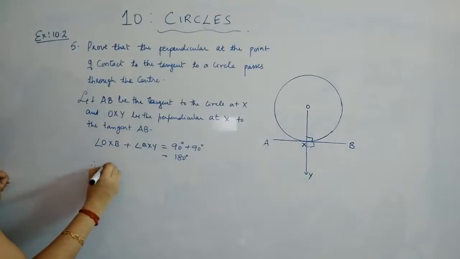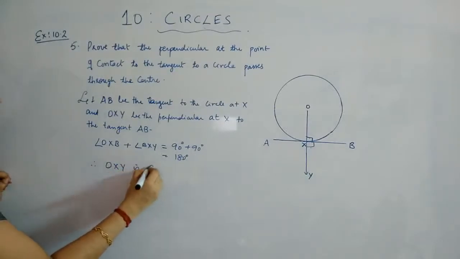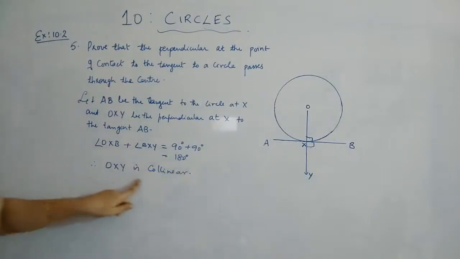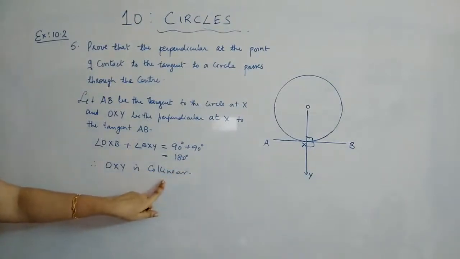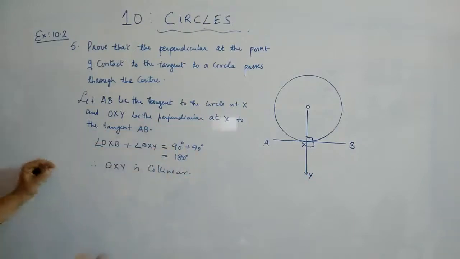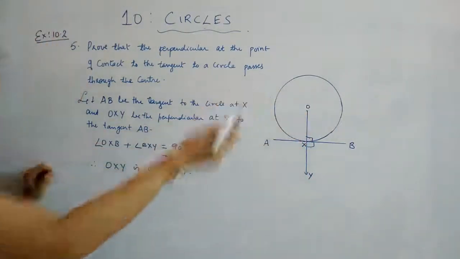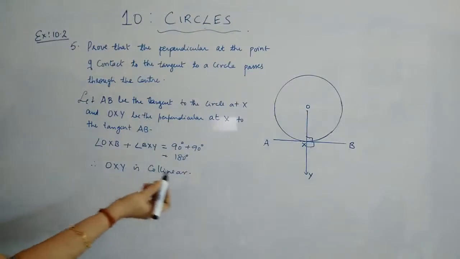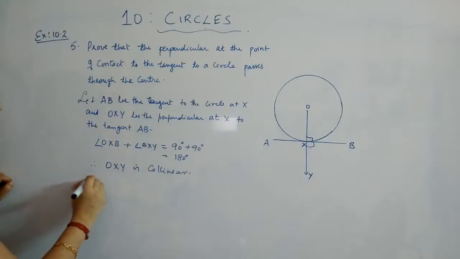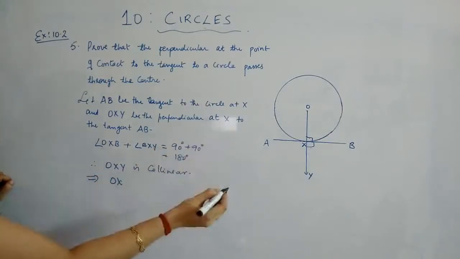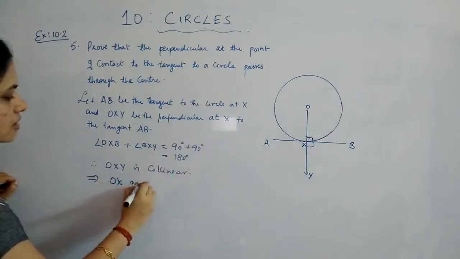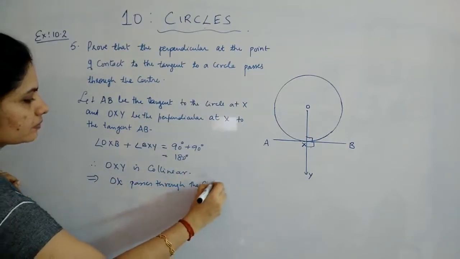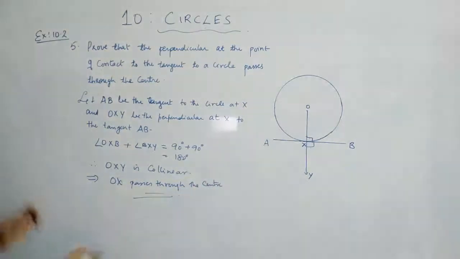That means OXY is collinear, is a straight line. Now since this is collinear, what you can say, it will be passing through the center, because from here only we are just taking the line, that is, it is the radius, so it will be passing through the center of the circle. Okay, implies OX, the line OX which you have drawn, passes through the center. That's all. Okay.